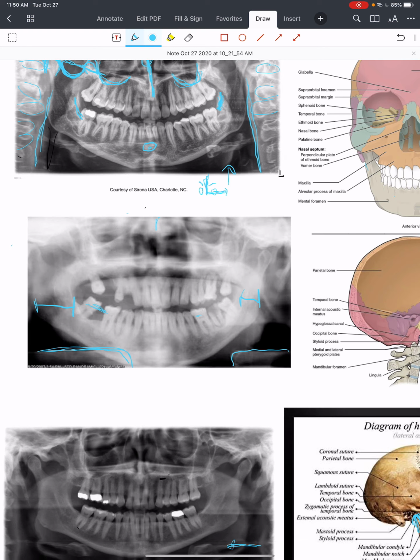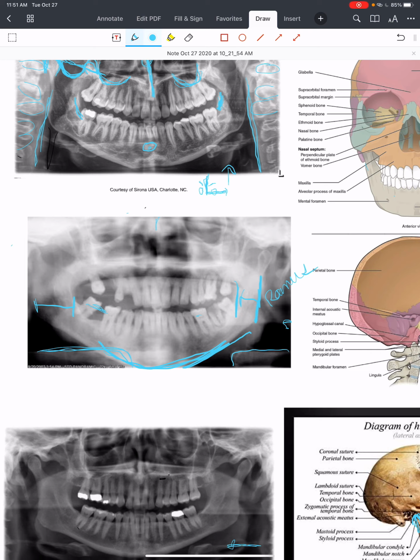Next, in order to identify some other parts of this radiograph, I'm going to point out the inferior border of the mandible. And as we work our way to the posterior section, we have the posterior border of the mandible, which is known as the ramus. And that's going to be the upright section.